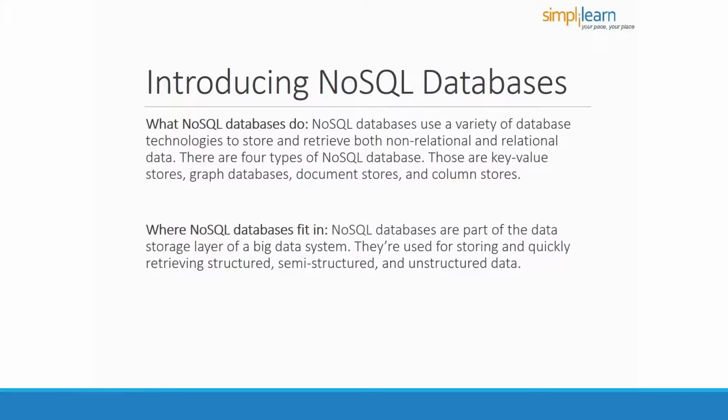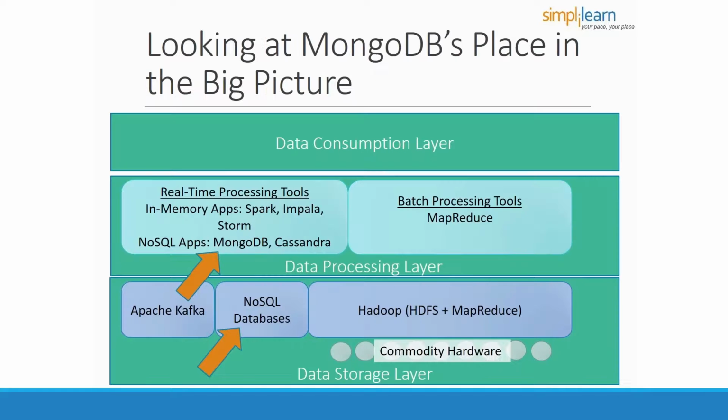Where NoSQL databases fit in: NoSQL databases are part of the data storage layer of a big data system. They're used for storing and quickly retrieving structured, semi-structured, and unstructured data. We're going to talk about MongoDB and Cassandra today. Those are both types of NoSQL databases.